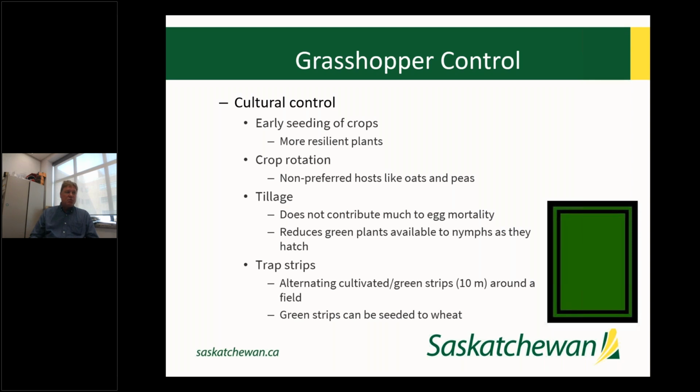Crop rotation can be important. So two-striped grasshopper doesn't prefer oats or peas, so these can be good choices for rotational crops to limit grasshopper impact, limit their reproductive success, and limit the numbers of eggs that are going into the ground for next year.